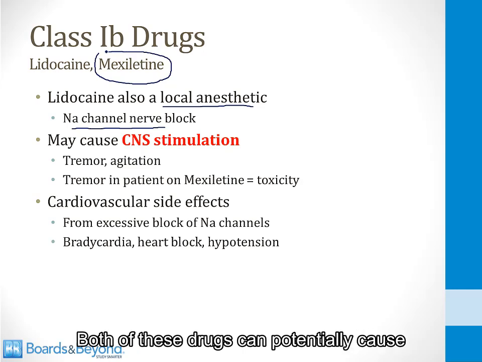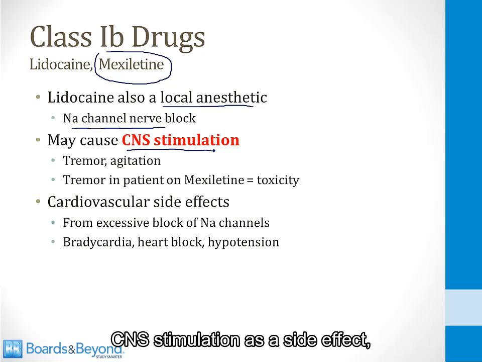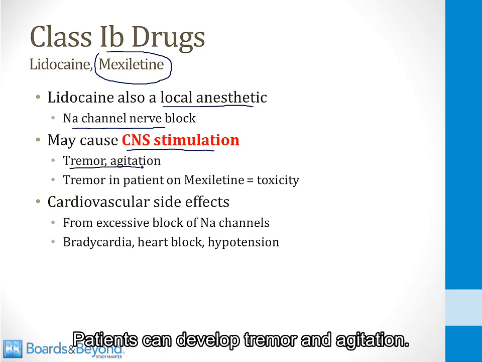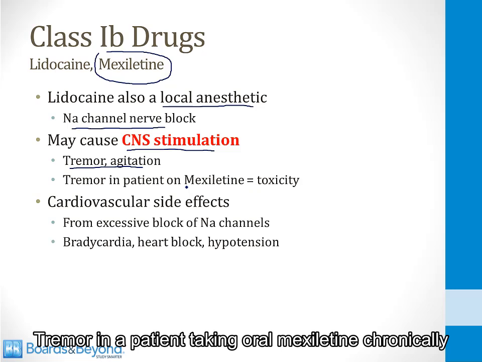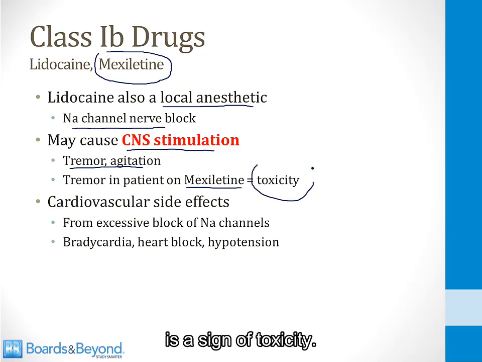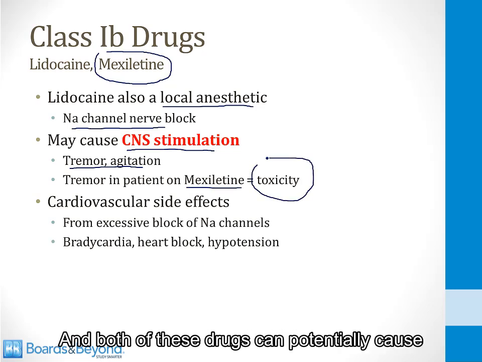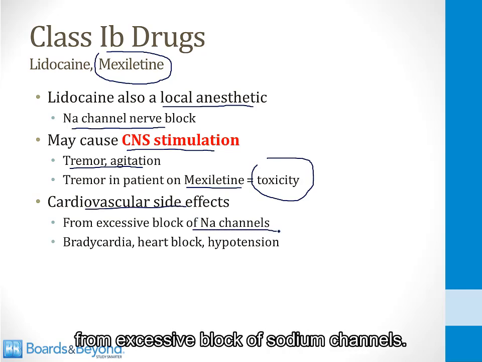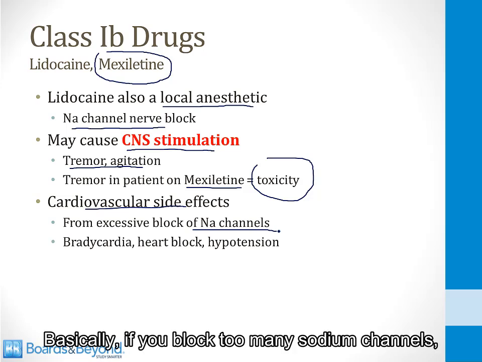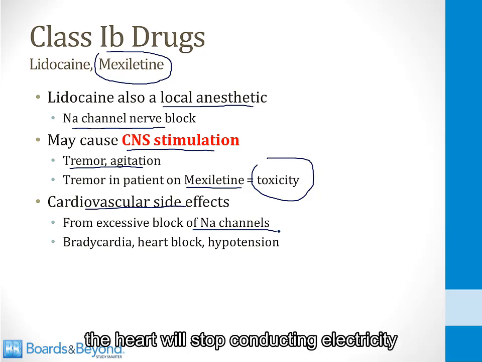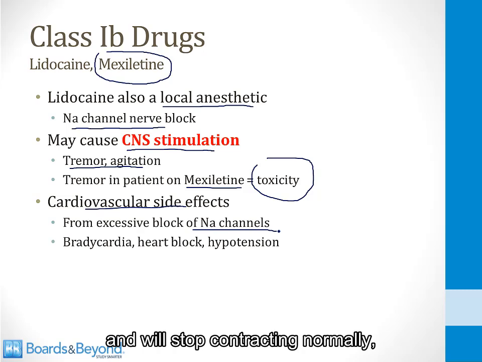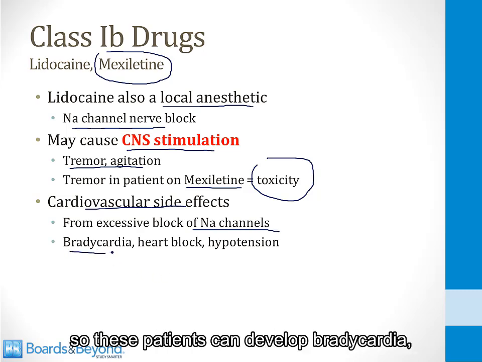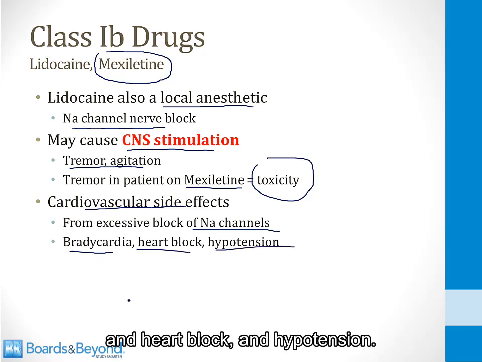Both of these drugs can potentially cause CNS stimulation as a side effect by blocking sodium channels in central nervous system neurons. Patients can develop tremor and agitation. Tremor in a patient taking oral mexiletine chronically is a sign of toxicity. And both of these drugs can potentially cause cardiovascular side effects from excessive block of sodium channels. Basically, if you block too many sodium channels, the heart will stop conducting electricity and will stop contracting normally, so these patients can develop bradycardia and heart block and hypotension.